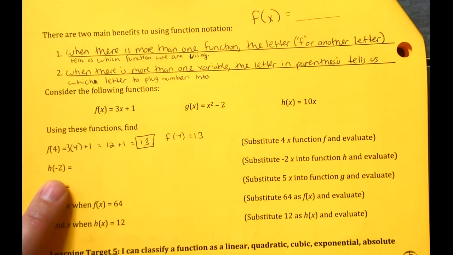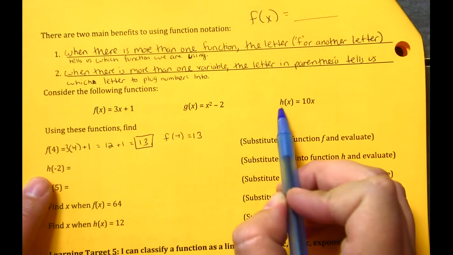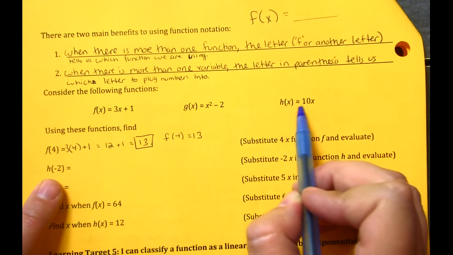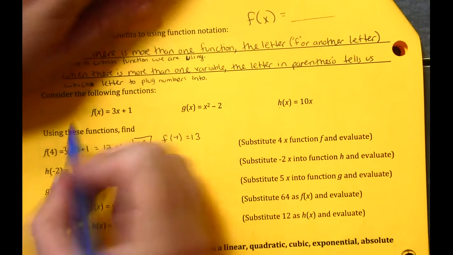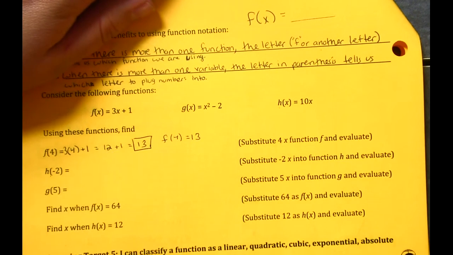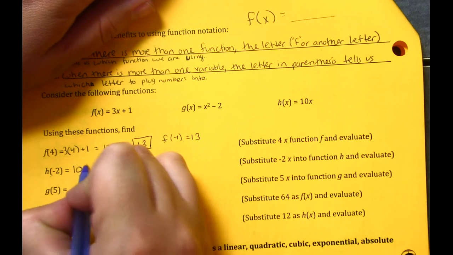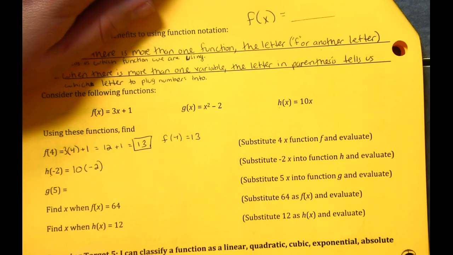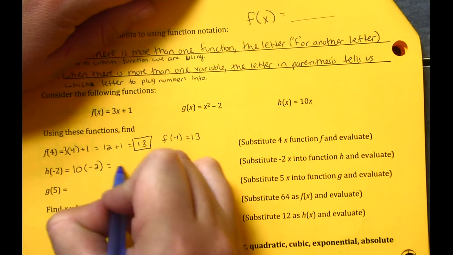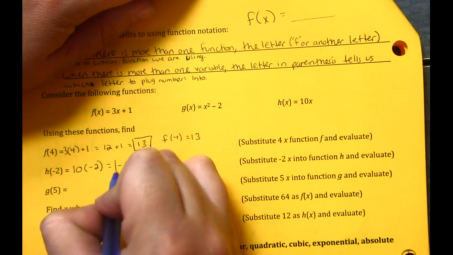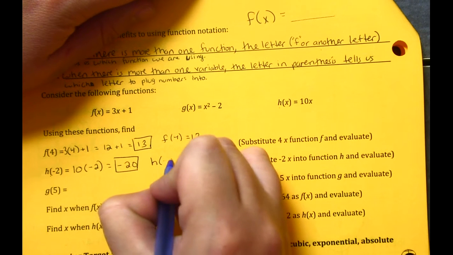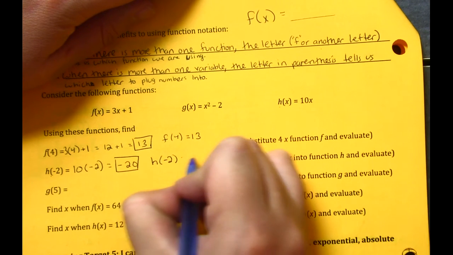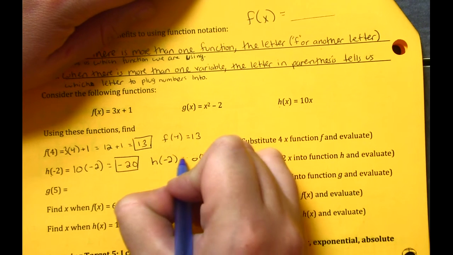Now let's try down here. We're going to be looking at function h. And instead of the x, we're going to be putting in a negative 2. So instead of 10 times x, now we have 10 times negative 2, which equals negative 20. So we could say that h of negative 2 equals negative 20.